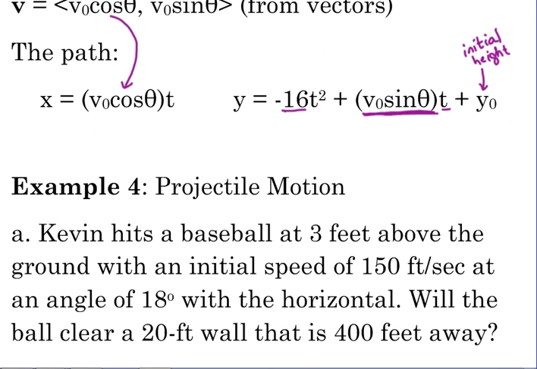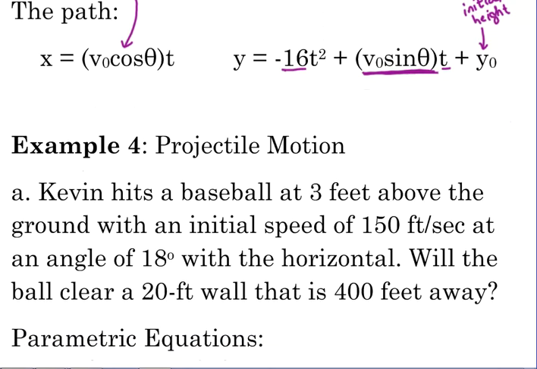Okay, let's look at a problem. Kevin hits a baseball at 3 feet above the ground. So that's our y sub 0, the initial height, which is 3. He hits it with an initial speed of 150 feet per second, so our initial velocity is 150, at an angle of 18 degrees with the horizontal. So that's our theta.